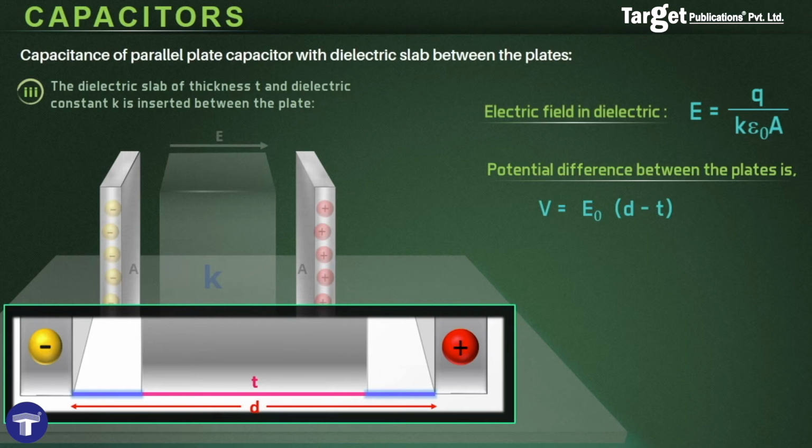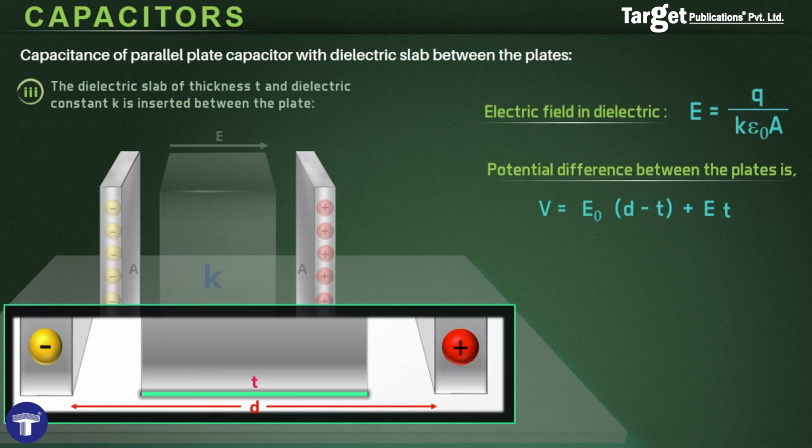So this portion will have a potential difference of E naught into D minus T, plus we write down the potential difference of the portion where the dielectric is present. In such a case, I will write it as E, where that is the electric field inside the dielectric, multiplied by T, because the dielectric is present only for the portion T.